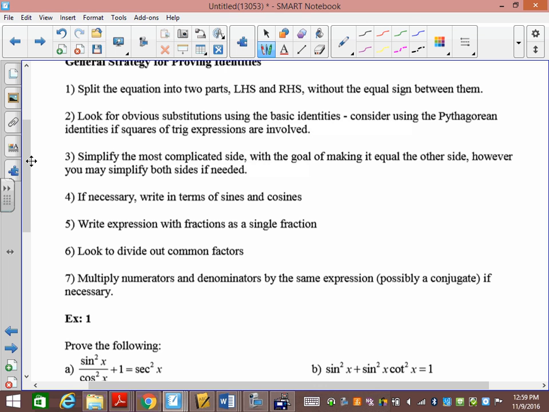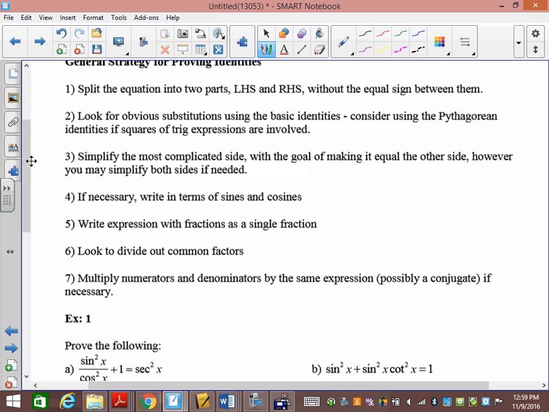Split the equation into two parts, left-hand side, right-hand side, without the equal sign between them. I always leave the equal sign, but you can ditch it. I like putting a line in between them because that's like an electric fence. Anything on the left-hand side is not crossing anything on the right-hand side. They can't cross over. You can't add the right-hand side to the left-hand side and put it all over here. You can't do that. When you're proving something, everything on the left-hand side stays on the left, anything on the right-hand side stays on the right, and the equal sign makes an electric fence in between. They cannot cross over. Okay?